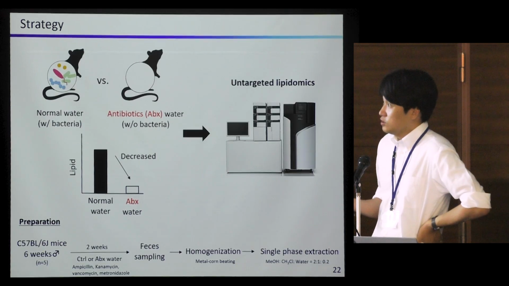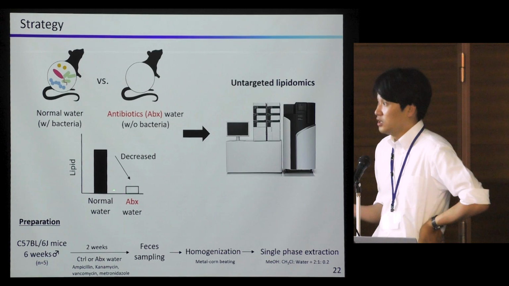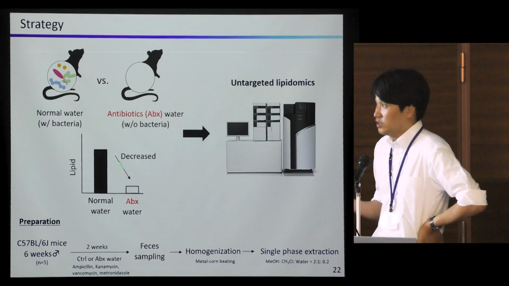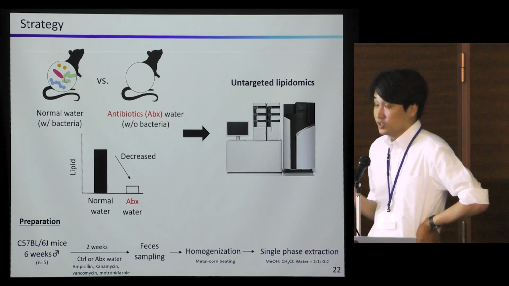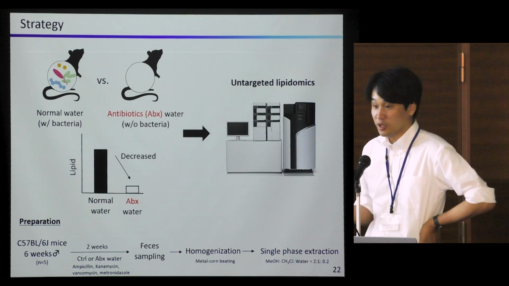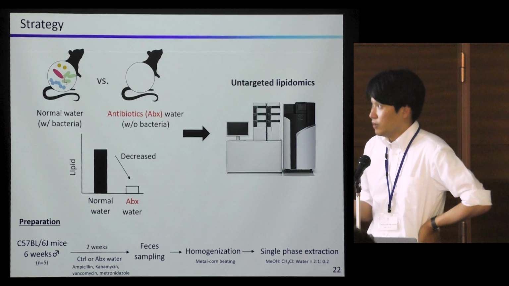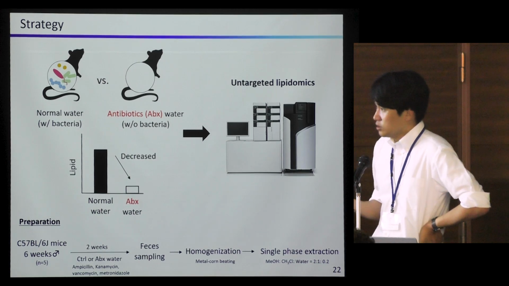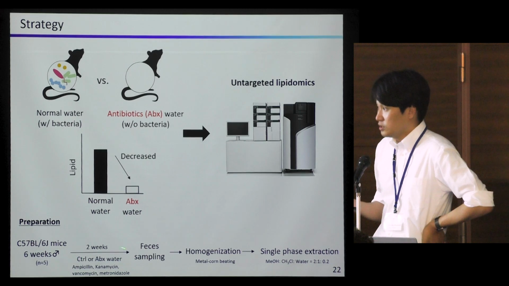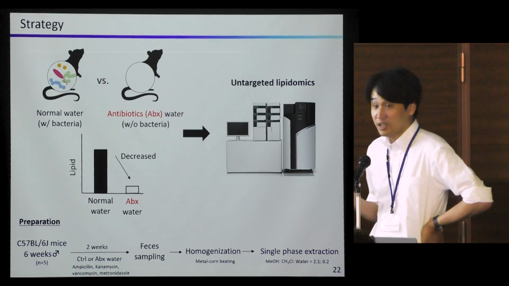So we use antibiotics treatment. If we find a lipid present in normal water-treated mice, but absent or decreased in ABX antibiotics-treated mice, this decrease can be explained by the elimination of commensals. So we can narrow down the candidates of bacteria-derived lipids. So we treated the mice with antibiotics for 2 weeks, then homogenized the whole feces, extracted the whole lipid, and analyzed it in an untargeted manner.